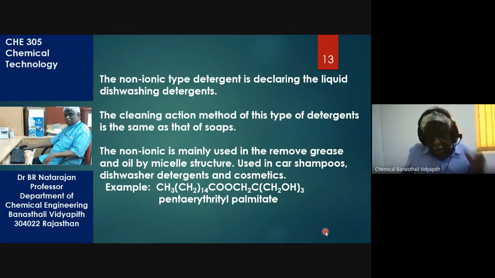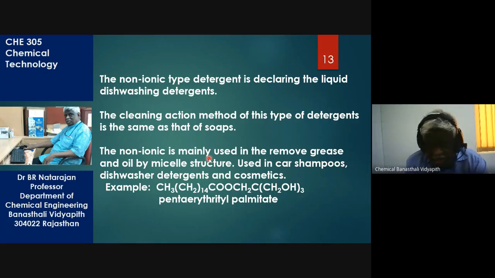Then comes non-ionic. This non-ionic rules the dishwashing detergents. Wow, dishwashing detergent, Vim, etc. The cleaning action method of this type of detergent is same as that of soaps. The non-ionic typically works like soap. The non-ionic is mainly used to remove grease and oil by micelle structure. This is a new term now, micelle structure.